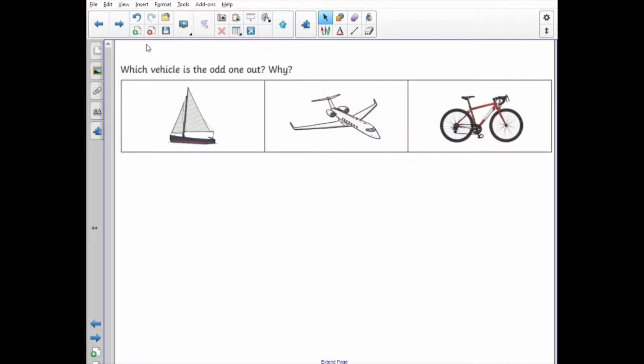And here's another one for you. We've got vehicles this time. We've got a yacht, we've got a jet plane and a bike. Which of these is the odd one out and why? Pause the video while you have a talk about it.